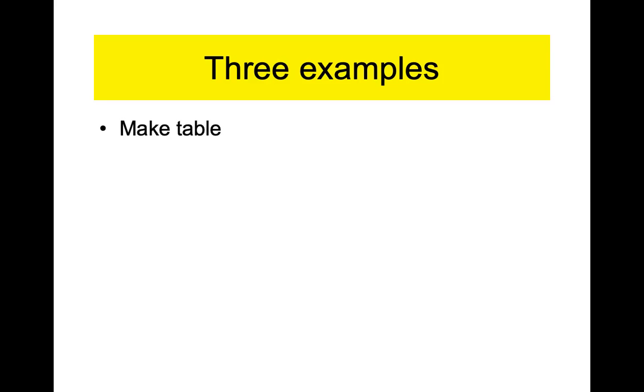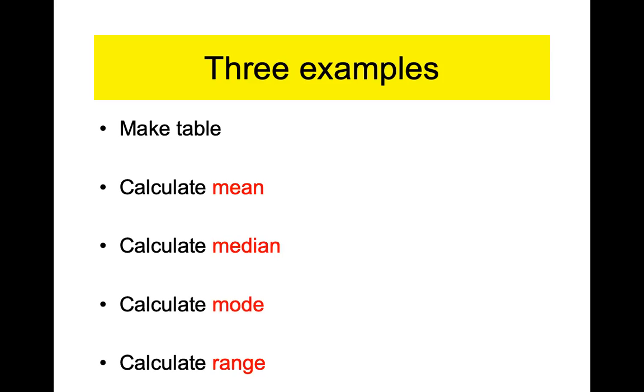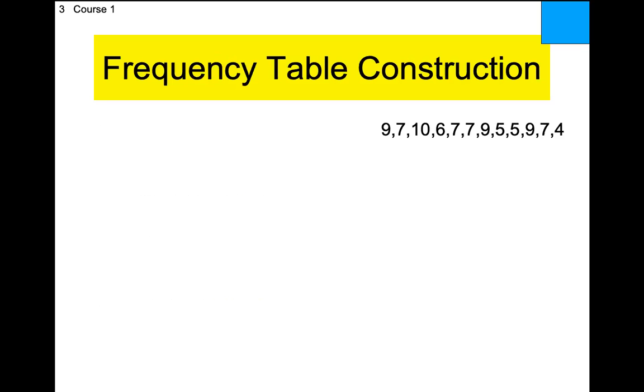So we're going to make 3 tables. Once those tables are made, we're going to use them in the second part of the class to calculate the mean, the median, the mode, and the range. Okay, so let's do one. 3 examples. Well, there's our data set.